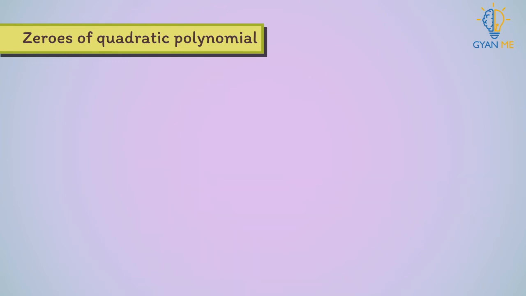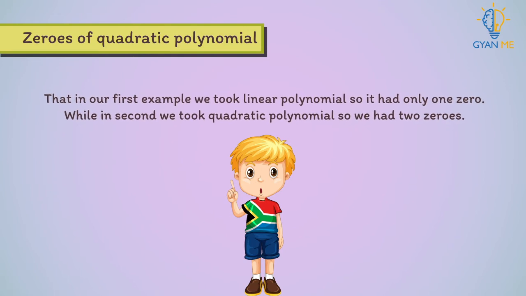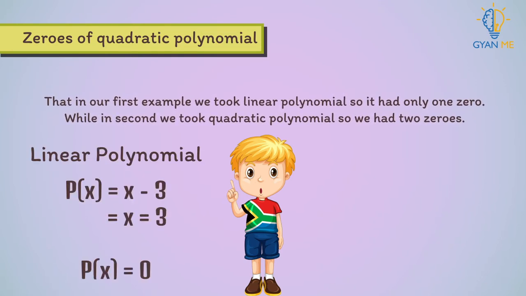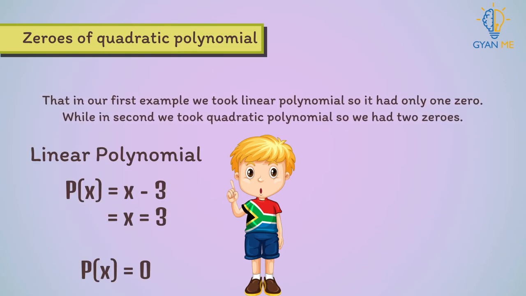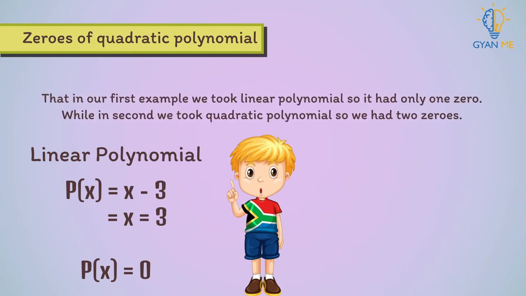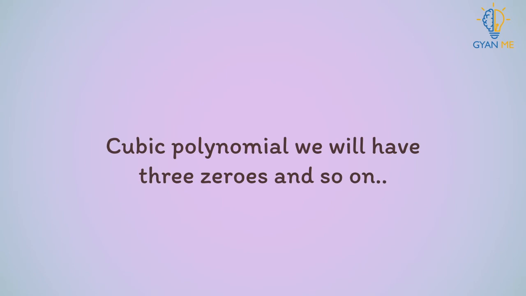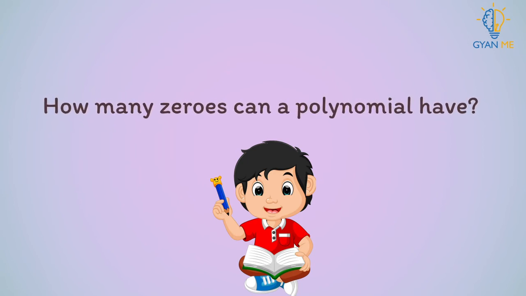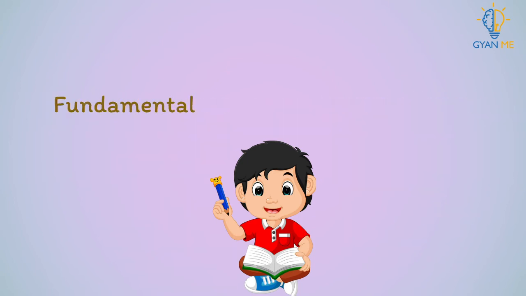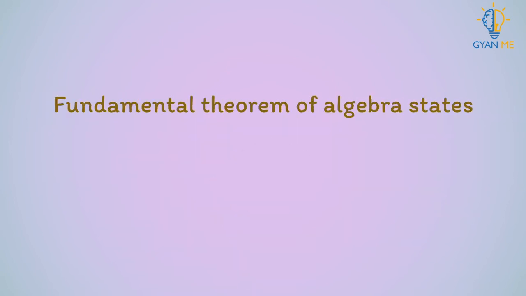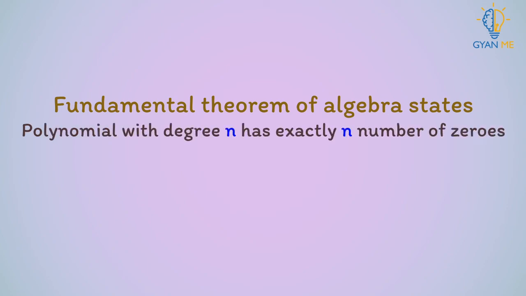Yes, you have correctly observed. Here, in our first example, we took a linear polynomial, so it had only one zero. While in the second, we took a quadratic polynomial, so we had two zeros. Similarly, for a cubic polynomial, we will have 3 zeros and so on. So, how many zeros can a polynomial have? The fundamental theorem of algebra states that a polynomial with degree n has exactly n number of zeros.